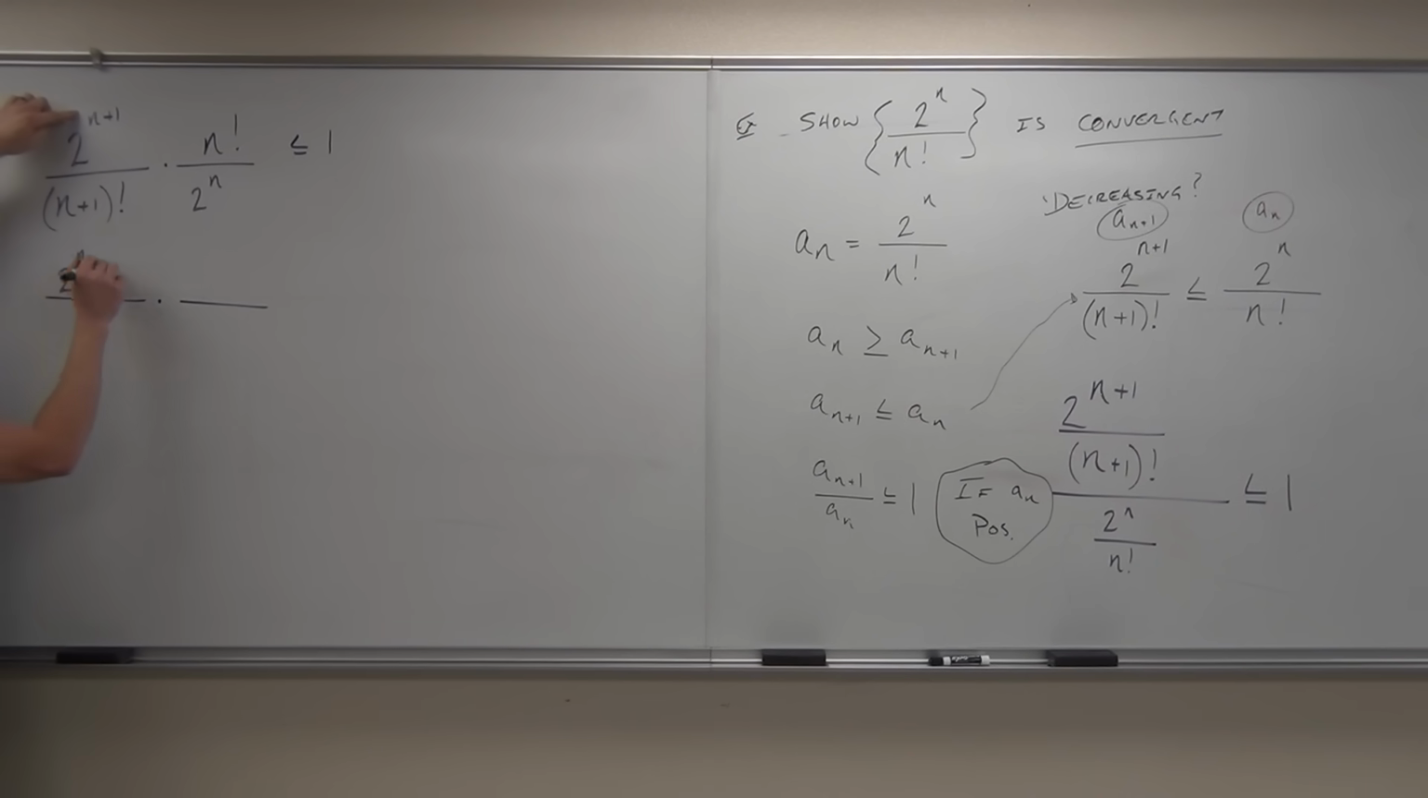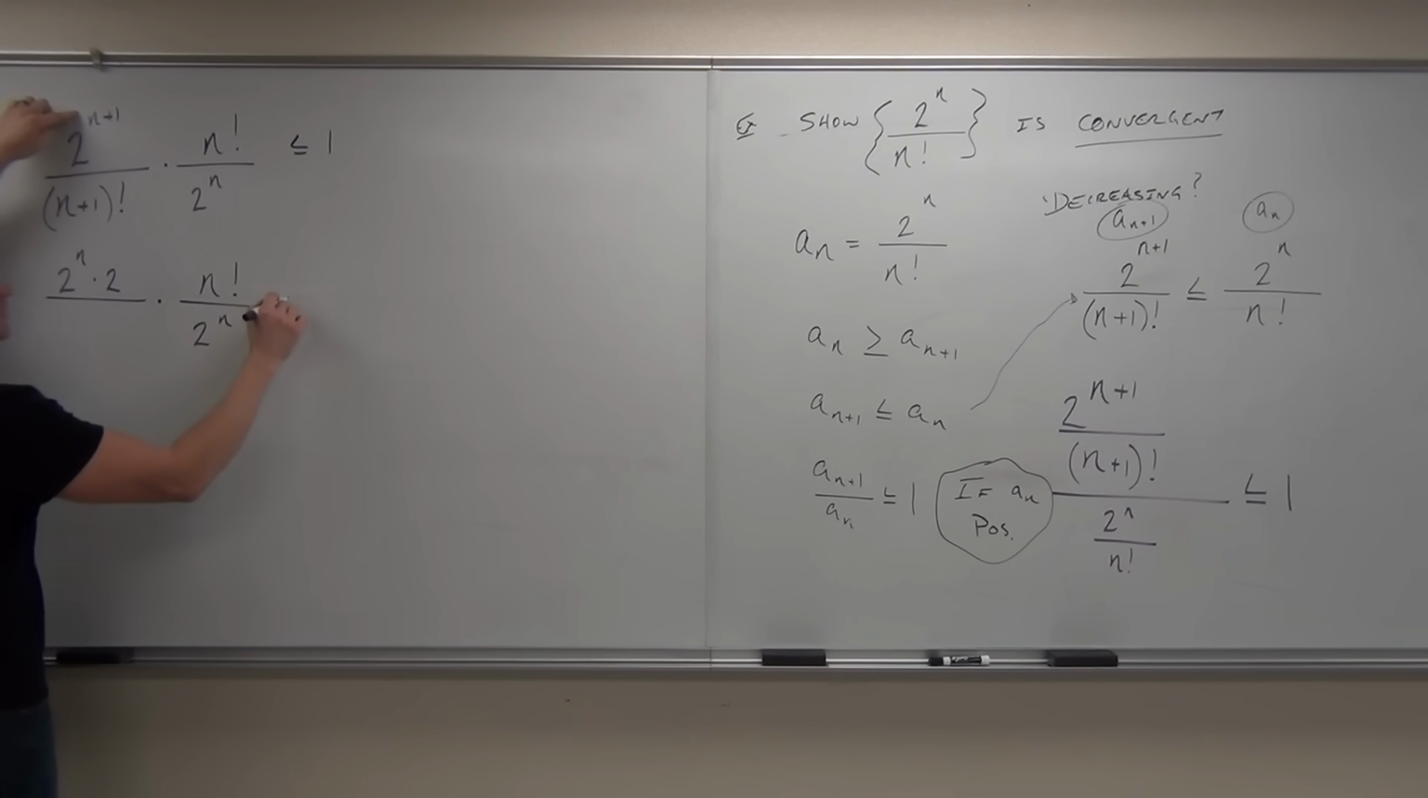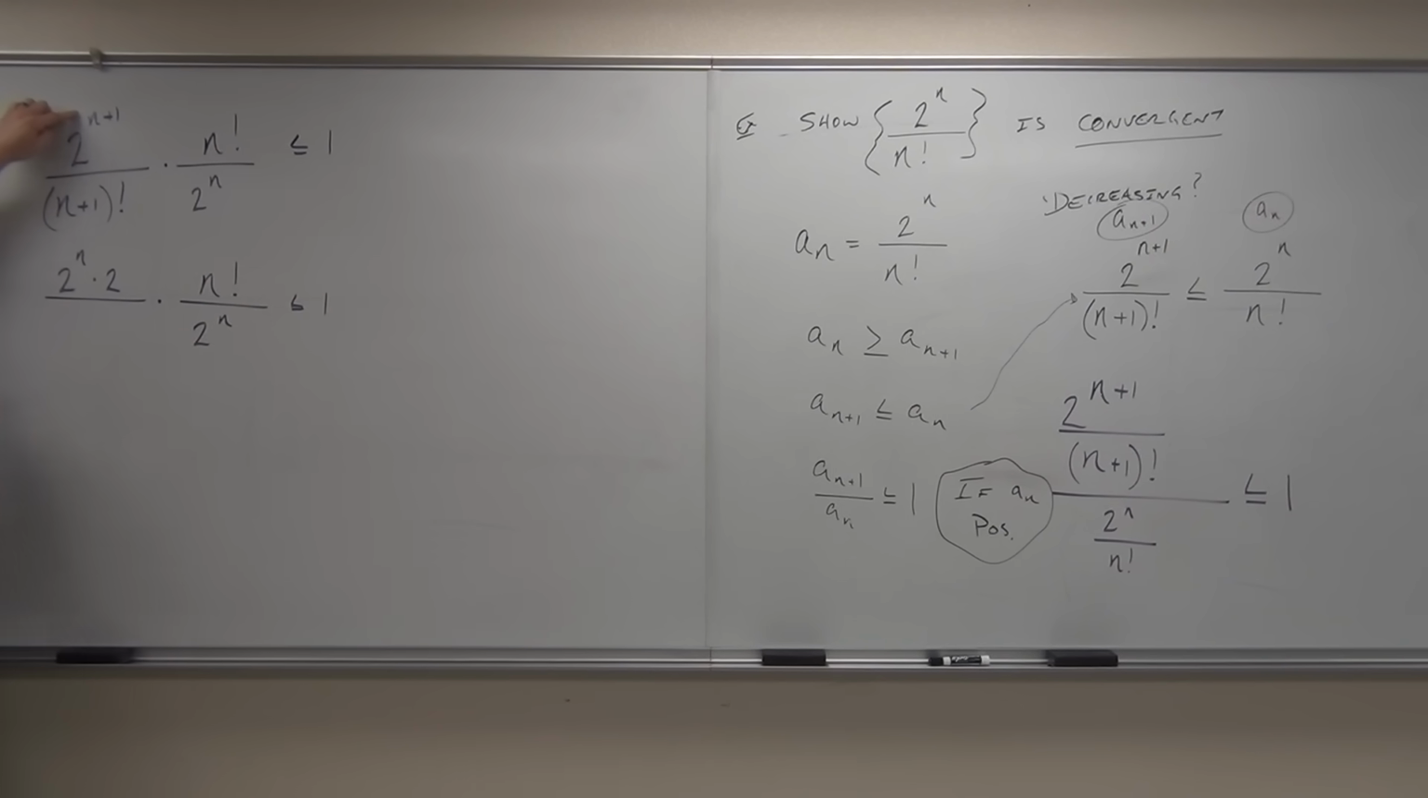Because this would be to the first power, you'd add exponents when you multiply common bases. This is n factorial. No? This is 2 to the n, no big deal there. Here's less than or equal to 1. Now, here's the cool part.